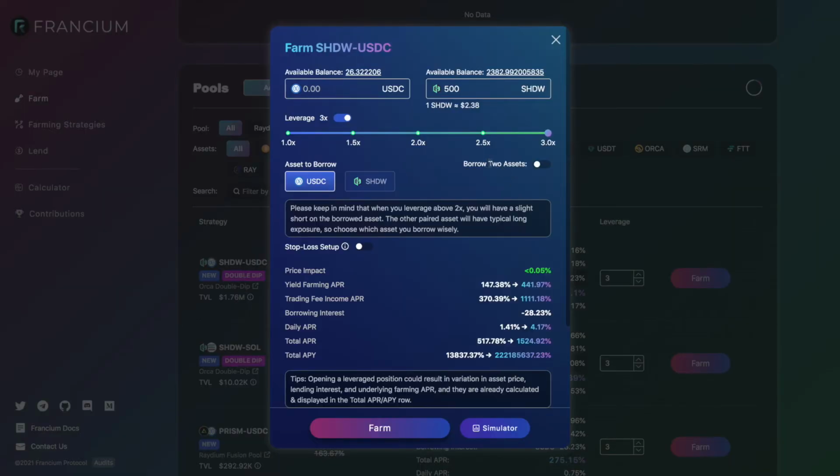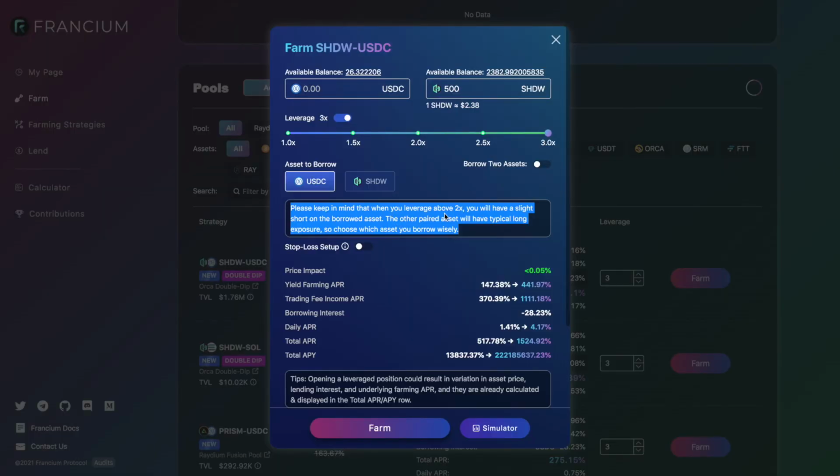Now, I don't want to borrow two assets. I also don't want to borrow Shadow, which you can't right now because utilization is high. You want to borrow USDC. The reason for this is because USDC does not fluctuate, and this is the key part right here. When you leverage above 2x, you'll have a slight short on the borrowed asset. And if you have a slight short on Shadow, if you borrow it and it starts going up in price, then you have even greater liquidation risk, basically. So we're going to do that.